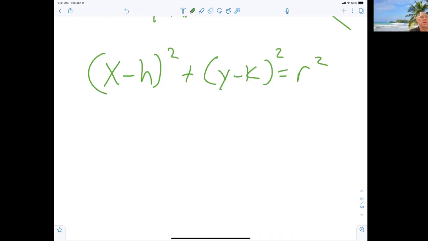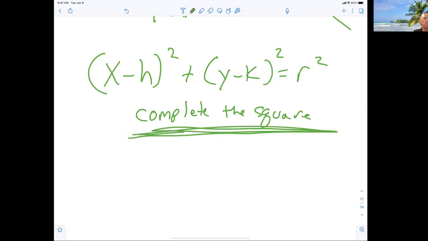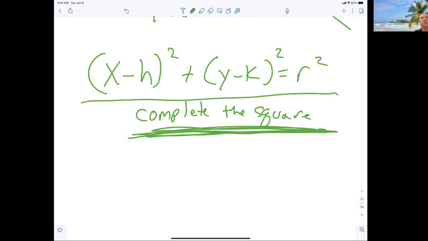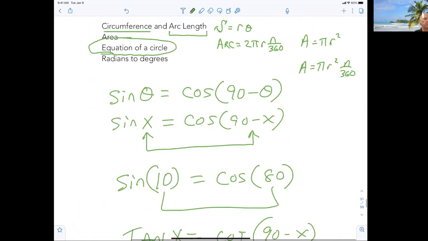And then to convert that, sometimes you have to complete the square. If you don't remember how to complete the square, just go back and do a little study on completing the square. You'll be happy with that. But this is definitely on every test. The circle formula is on every test. So I'd definitely review that.